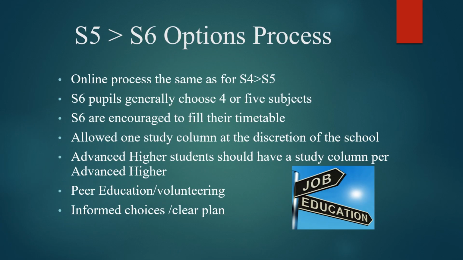So finally, we look at the option choice process for S5 into S6 pupils. Now, essentially, the online process is exactly the same as detailed in the previous slide for the new S5 pupils. So S5 and S6 pupils are, of course, timetabled together, so you're making your option choices from the same list of subjects. Like the new S5 pupils, over the next few weeks, you will get logins for the options software and instructions about how to carry it out.